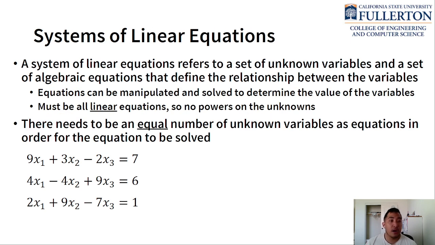A system of linear equations is defined as a set of unknown variables and a set of algebraic equations that define the relationship between these variables. I think you might have seen a system like this. We have three unknown variables here: x1, x2, x3. And we have three equations that define the relationship between these variables. If you have an equal number of unknown variables as equations, then you can solve that system for the values of those unknown variables. Here we have three unknowns and three equations, so this is one that can be solved.